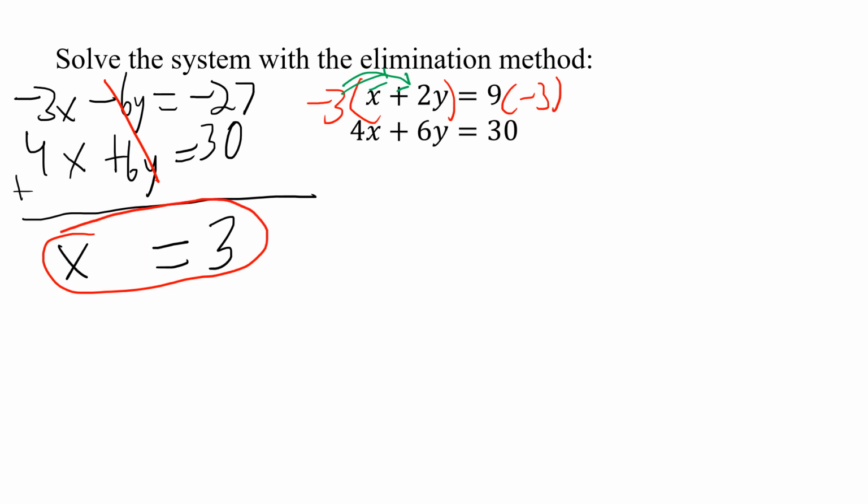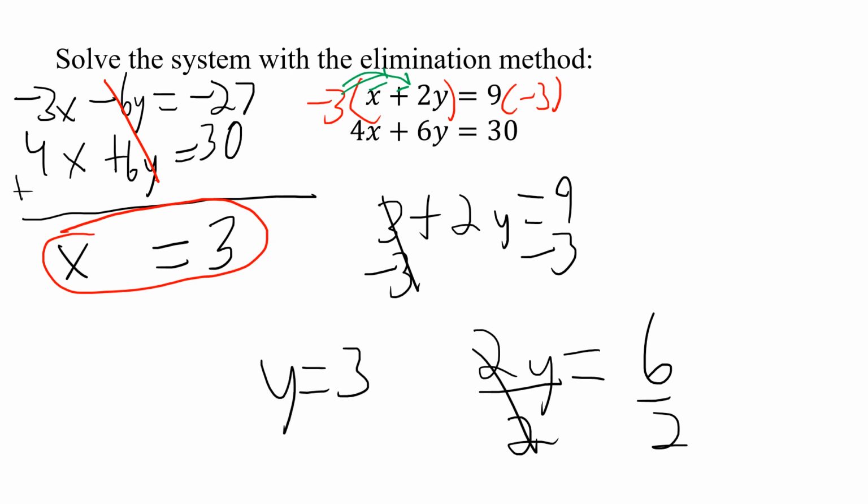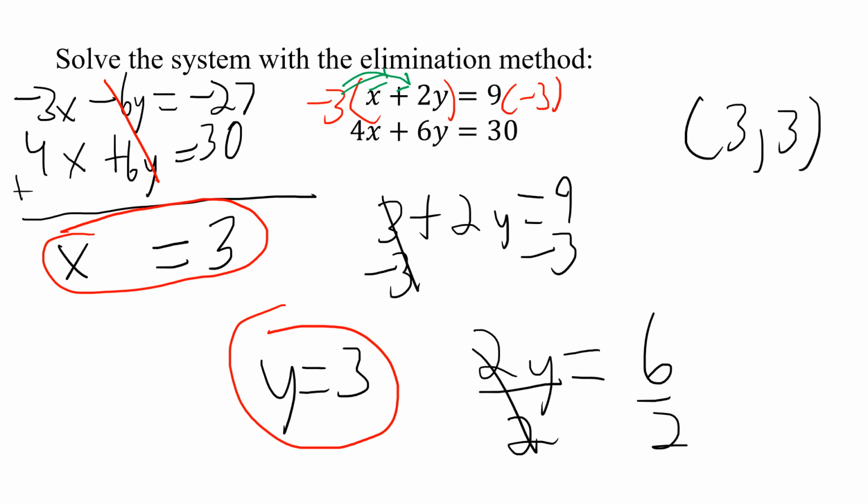Very nice. Now I'm going to go ahead and plug it in on top because it's easier in this case. So x is 3. So we got 3 plus 2y, we don't know y yet, equals 9. We got to get y by itself, so subtract 3 from both sides, and we get 2y equals 6. Now we got to divide both sides by 2, and voila, y equals 3. Very nice. So x equals 3, y equals 3, which means that our ordered pair solution is 3, 3. And that is our answer.